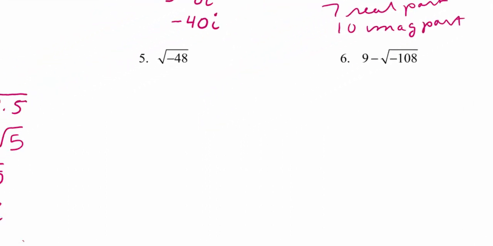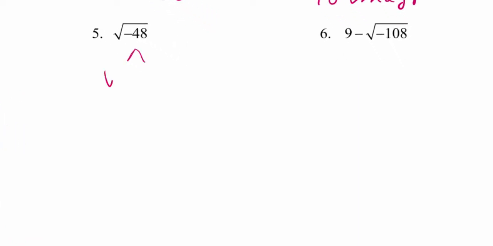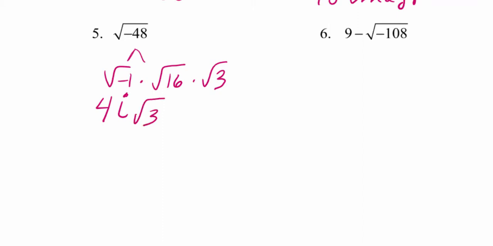Okay, square root of negative 48. So again, we're going to break that up. Square root of negative 1 times square root of 16 times square root of 3. 16 times 3 is 48. This is an i for the square root of negative 1. This is a 4. And then we have square root of 3. So 4i square root of 3.